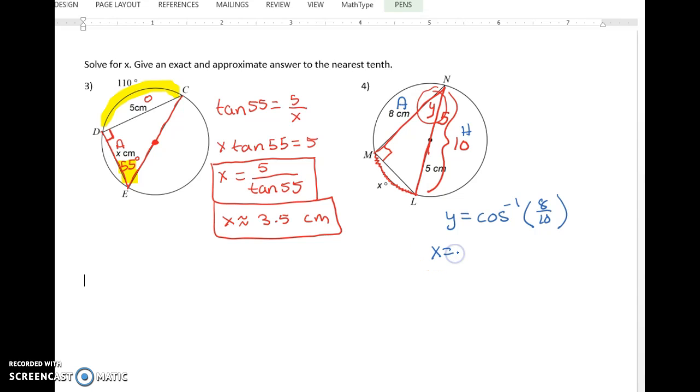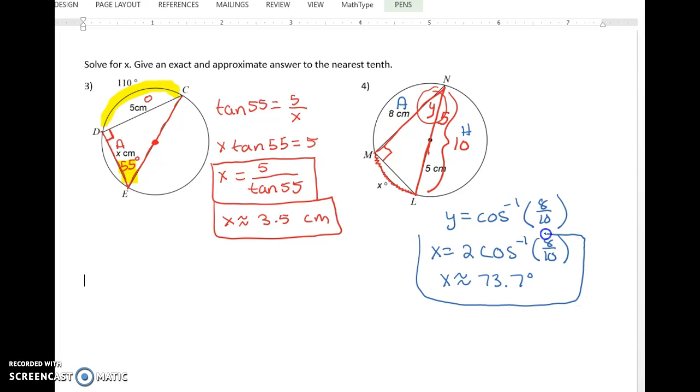Okay, and now once I have y, then I can easily solve for x. Because x, in order to get the arc, I just double the angle, because y is an inscribed angle. So it's going to be 2 times the cosine inverse of 8 over 10. That's your exact answer. And then approximately, you're going to get 73.7 degrees. And that's it for your 10.4 entrance ticket.